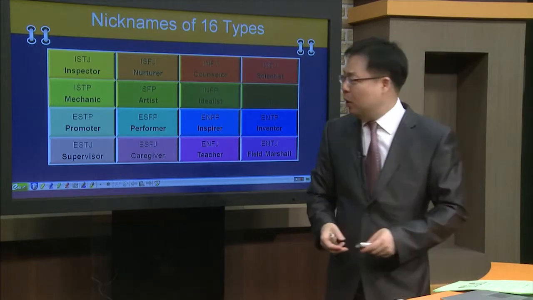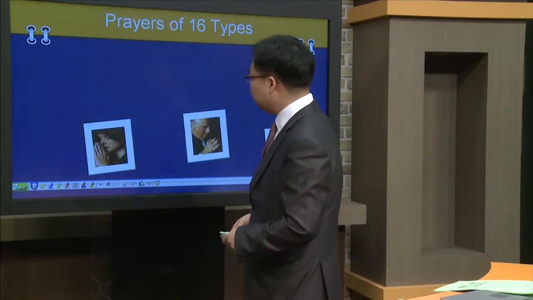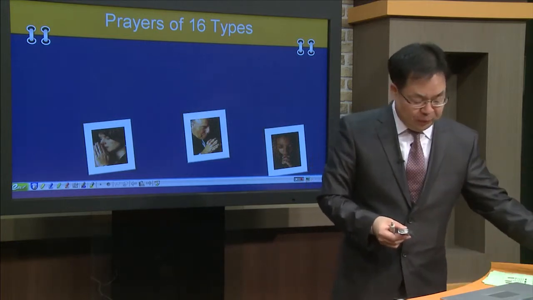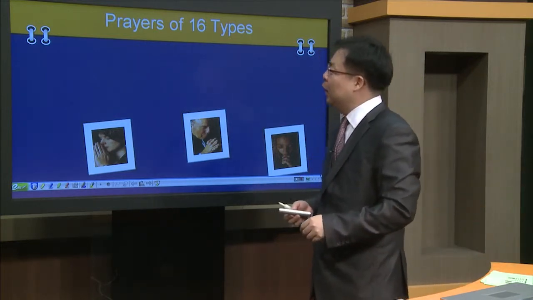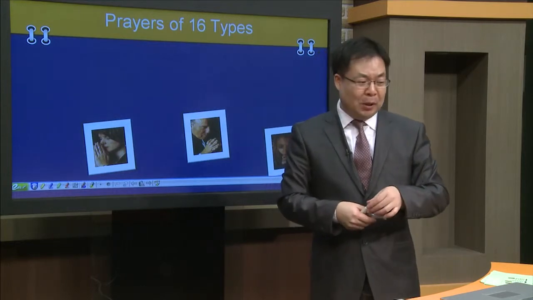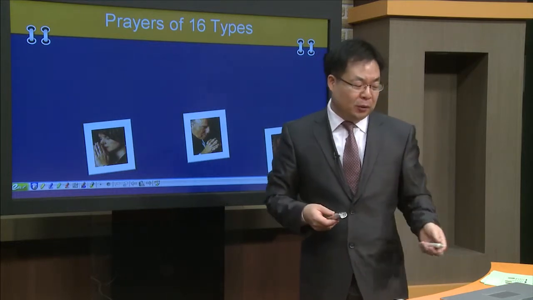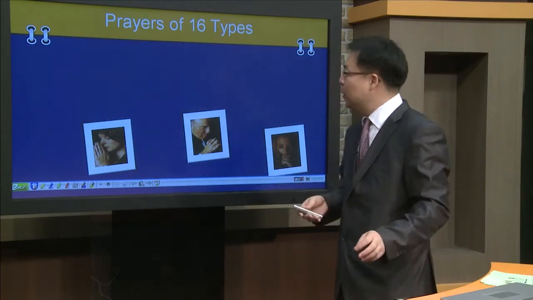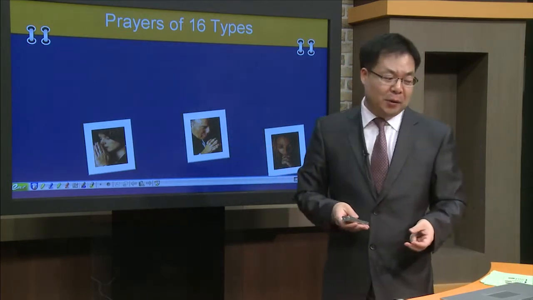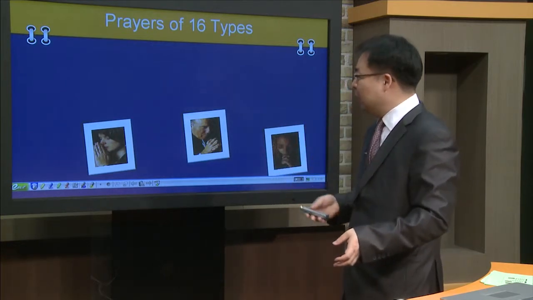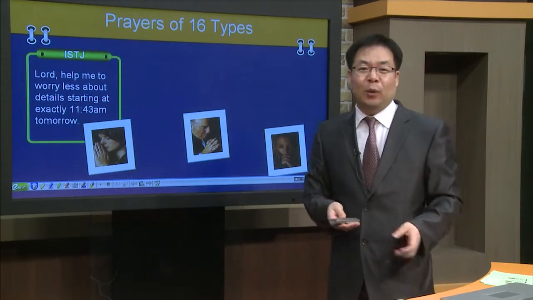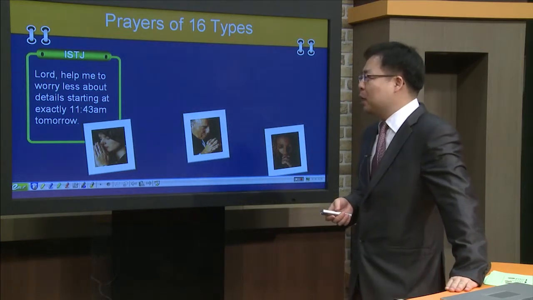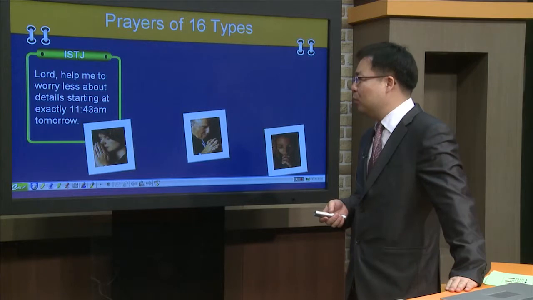And this slide shows one of the interesting statements. I will upload all the different prayers on the website, so please take a look. But I will show 3 different examples of prayers. It's pretty fun. For example, ISTJ, when they pray, they make a phrase: Lord, help me to worry less about details, starting at exactly 11:43 a.m.